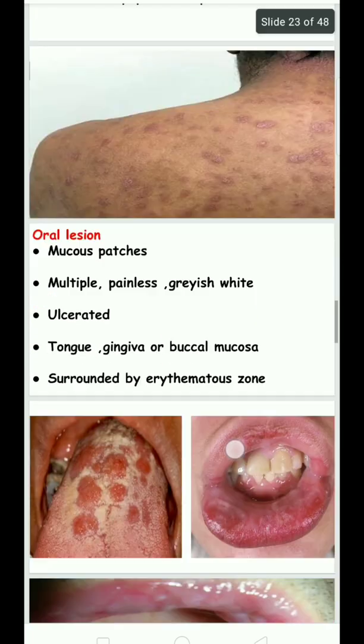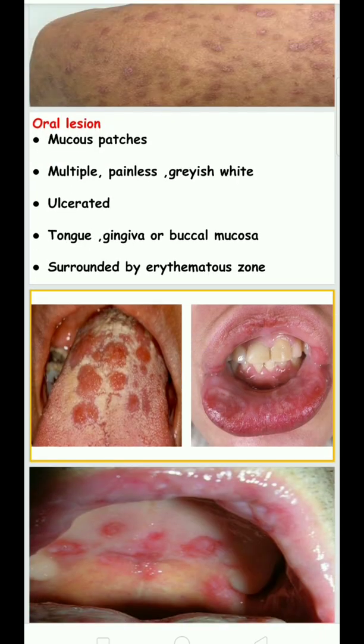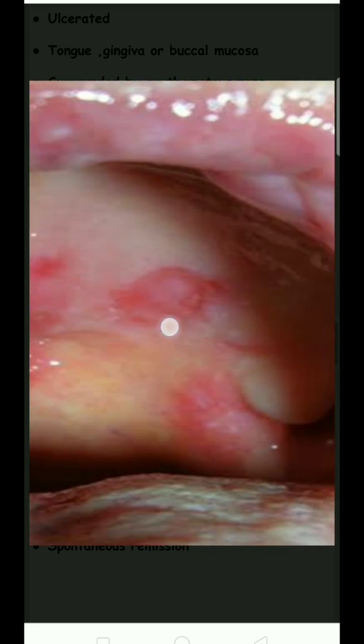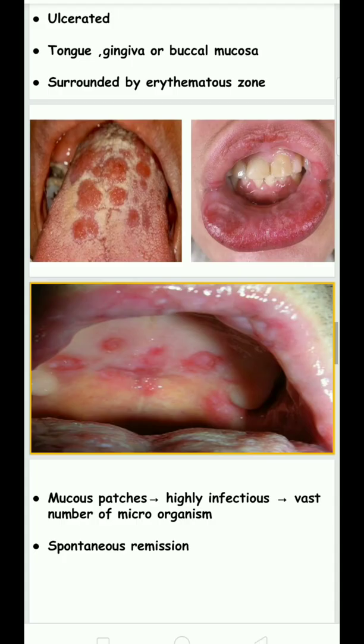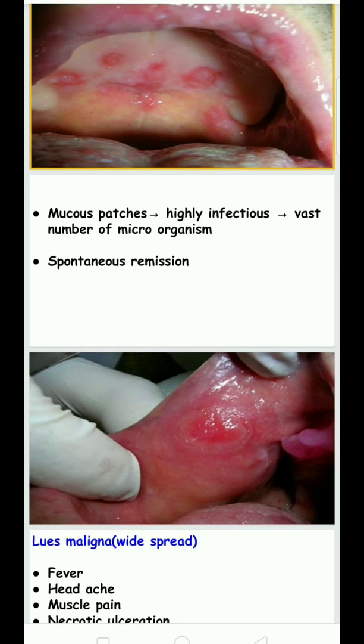The oral lesion is called a mucous patch. It is multiple, painless, grayish white and ulcerated. The tongue, gingiva or buccal mucosa are the common sites. It is surrounded by an erythematous zone. Mucous patches are highly infectious, as a vast number of microorganisms are present, and spontaneous remission occurs.